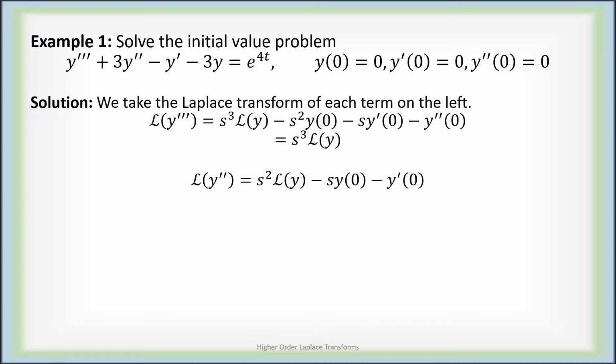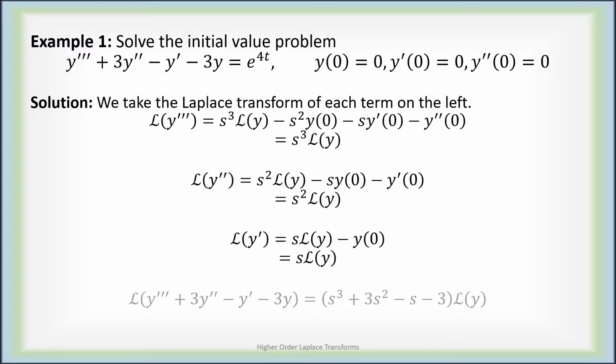Similarly, here's the Laplace transform of y'', which thanks to our initial conditions is just s squared times L of y. Here's the Laplace transform of y', which thanks to our initial conditions is just s times the Laplace transform of y. And therefore, the Laplace transform of the entire left side gives us s cubed + 3s squared - s, and from this term right here, we will just get -3 times the Laplace transform of y. So notice that when the initial conditions are all zeros, the Laplace transform of a differential equation with constant coefficients works out to just be the characteristic polynomial in s times the Laplace transform of y.